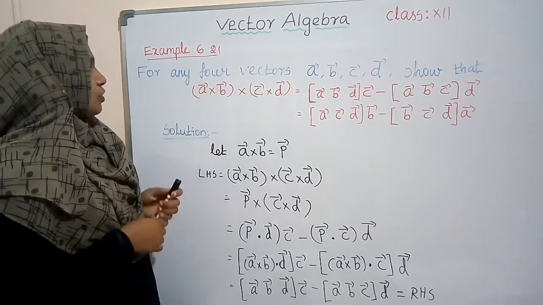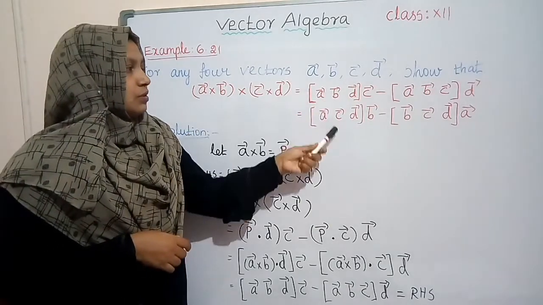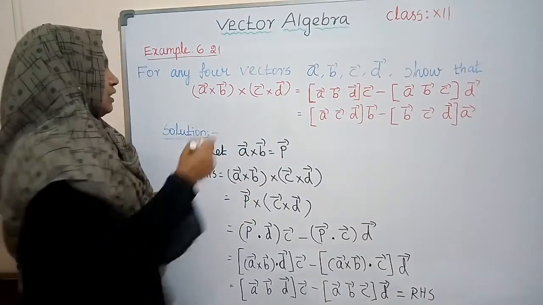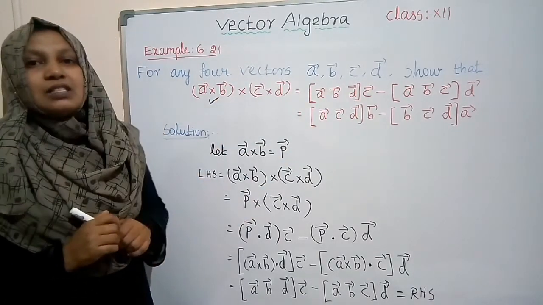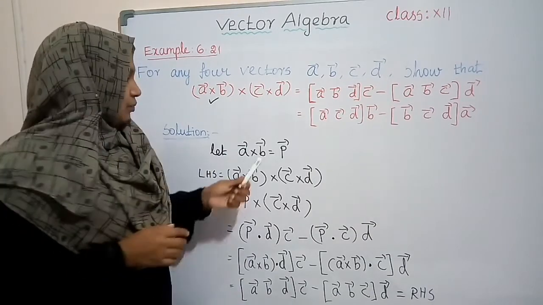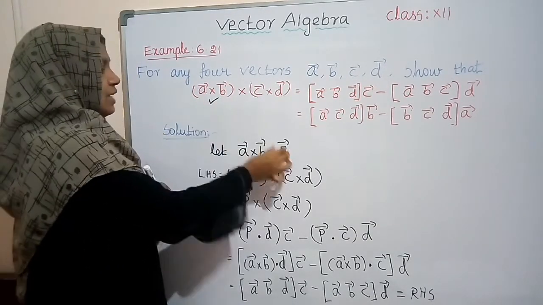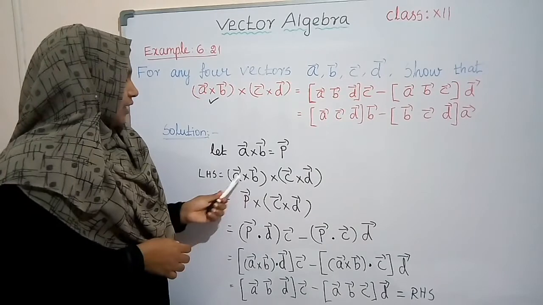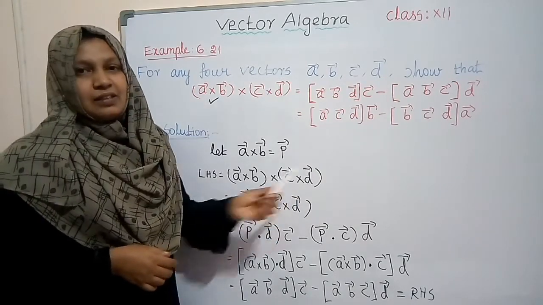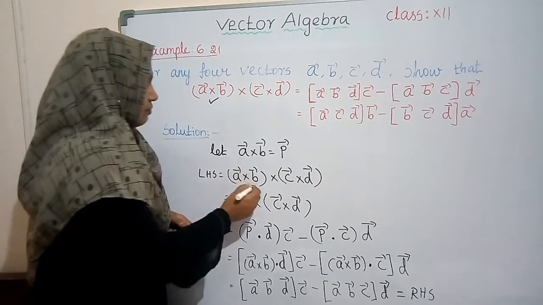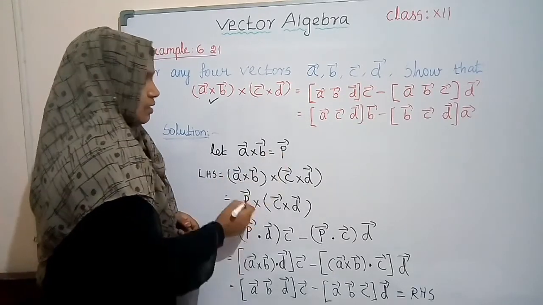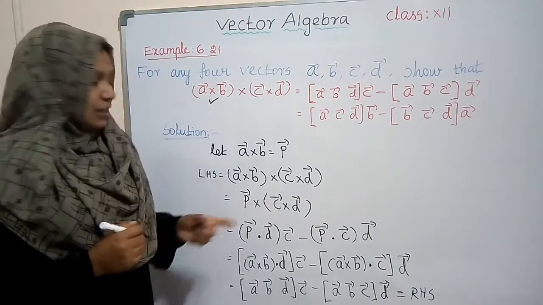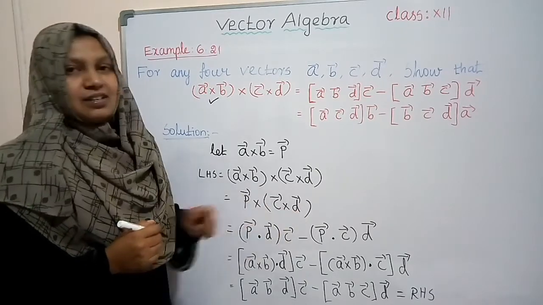This is example 6.21. So we have two right sides. First we can see the first one. For that, first consider the first vector, A vector cross B vector, as a single vector P vector. Consider this vector as P vector and substitute on the left side. So consider the left side here, A vector cross B vector cross C vector cross D vector. This is our left side. In this left side, substitute this first value as P vector. Then it becomes the vector triple product P vector cross C vector cross D vector.